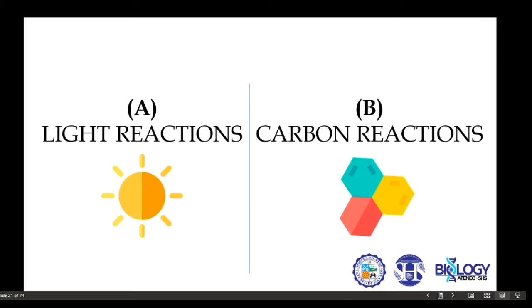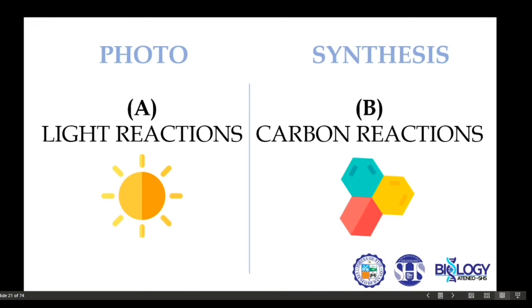In general, photosynthesis can be divided into 2 major stages, which are the light reactions and then the carbon reactions. Hence the name photo, because the one makes use of the photons coming from the sunlight, and the other one, the carbon reactions, now synthesizes the products of photosynthesis.